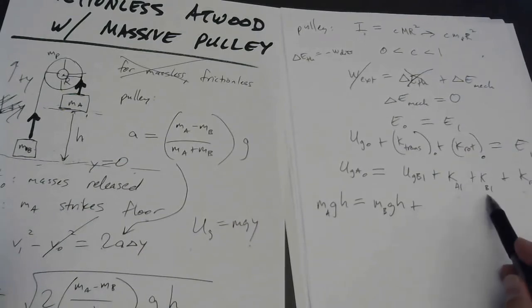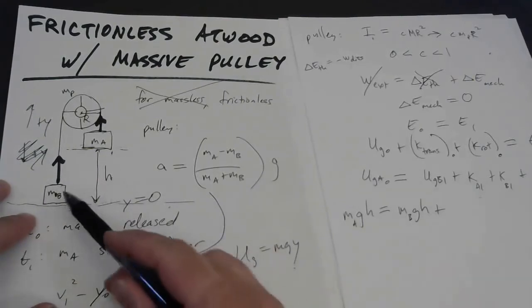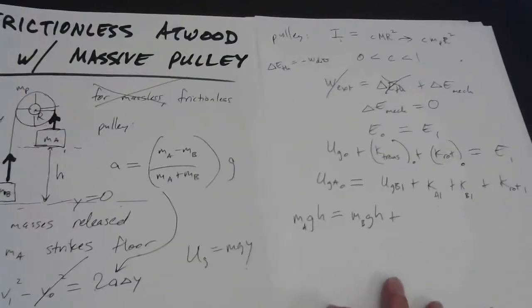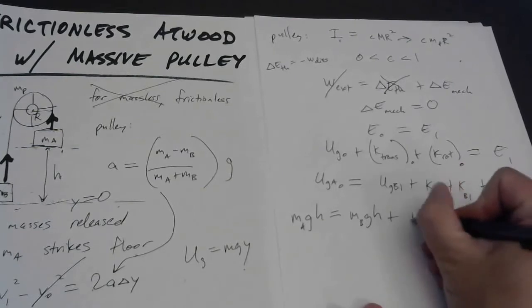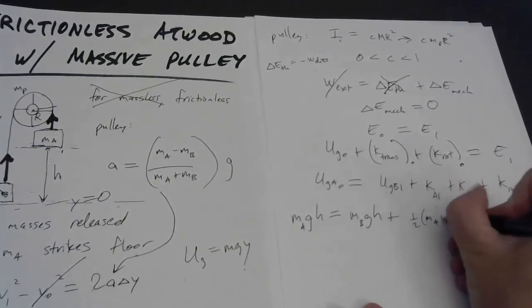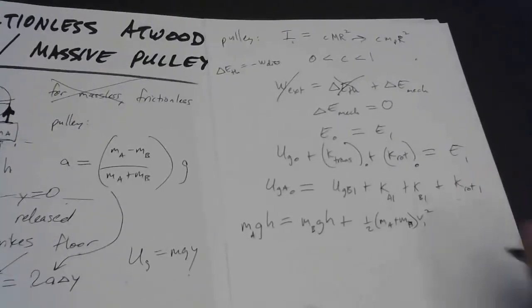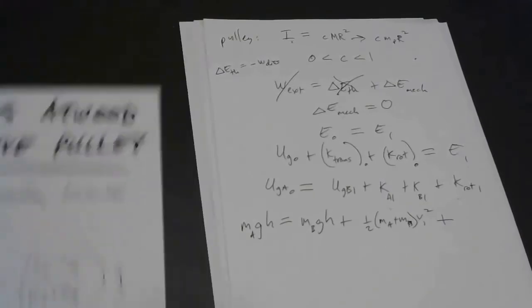Both of these are moving at the same speed. Remember, string theory, if the string can't stretch, these have to be moving at the same speed. If one was moving faster than the other, the string would be stretching or shrinking. And we're making the assumption that that doesn't happen. So since they both have the same speed at time 1, which I'll call V1, I can factor out that V squared and just write this as 1/2 times the total mass of MA plus MB times V1 squared. And then lastly, do you remember the formula for rotational kinetic energy?